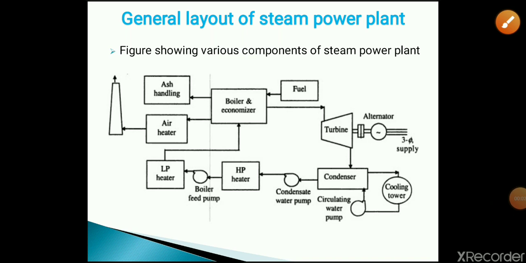After condensation, that condensate is again circulated to the boiler. Air heater is installed to supply hot air for combustion purpose. Atmospheric air is heated by using flue gases in the air heater. Ash handling unit is installed to collect ash and any residue after the combustion process. The flue gases after the heating process are discharged to the atmosphere through the chimney.